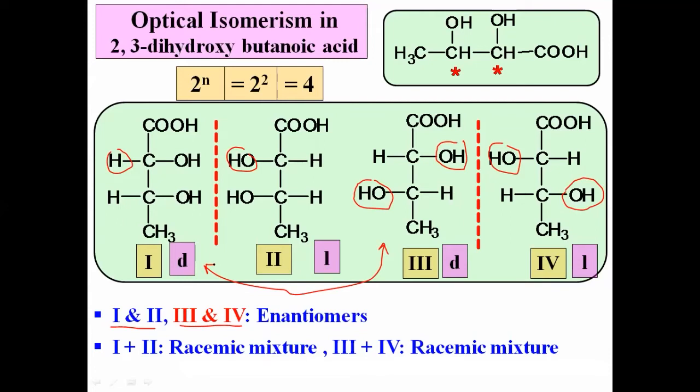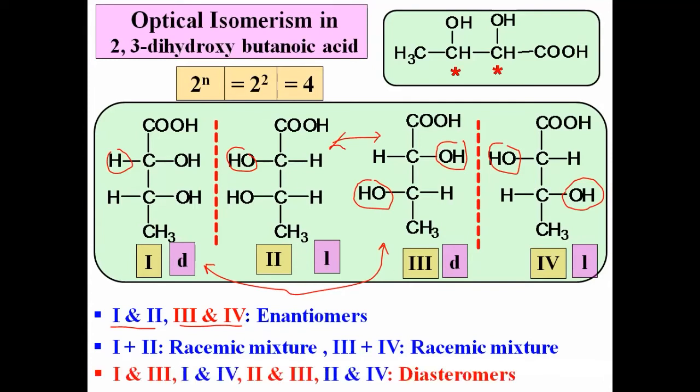Similarly, first and fourth, they are also not mirror images of each other, hence this is also a pair of diastereomers. Similarly, second and third, they are also not mirror images of each other. Similarly, second and fourth, they are also not mirror images of each other, and hence these are the pairs of diastereomers. Now there are four pairs of diastereomers: first and third, first and fourth, second and third, and second and fourth.